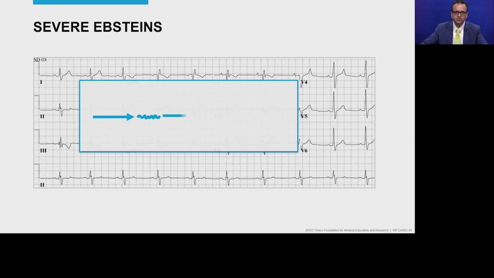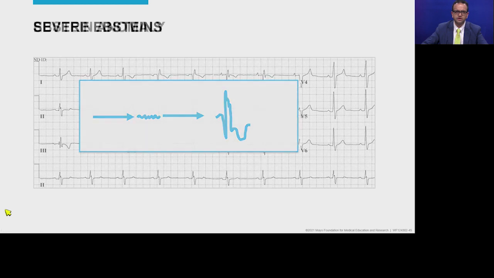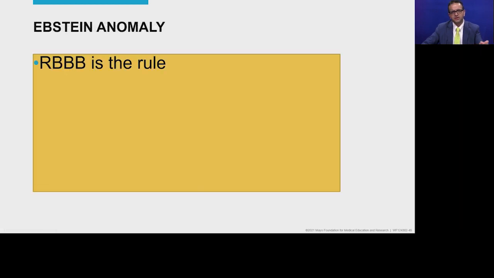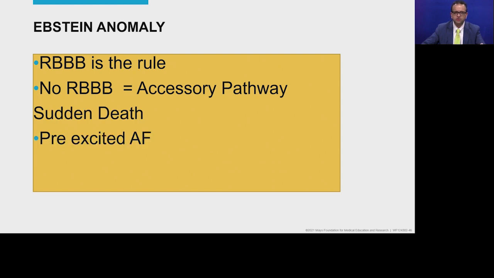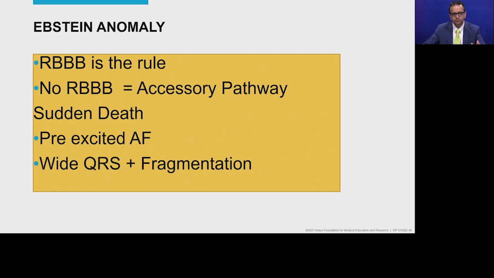It is also not uncommon that because of this scarring, you get these multiple notches, and this can also be a predictor that these patients might be at a risk for ventricular arrhythmia, specifically ventricular tachycardias. So in summary, for Ebstein's anomaly, right bundle branch block is the rule. If there is no right bundle branch block, think there is an accessory pathway. Sudden death is definitely possible, and it can be possible because of pre-excited atrial fibrillation or atrial flutter, multiple accessory pathways. And if the QRS has significantly prolonged with a lot of fragmentation and fractionated QRS as we saw, they are at a risk for having ventricular arrhythmias.